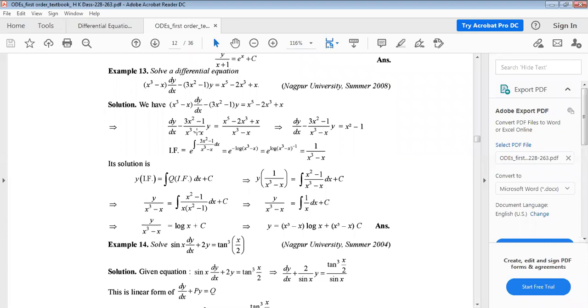So dy/dx can be written as this, just cutting on both sides. This is the factorization method, and here common x square minus a, then x square minus x square minus, this will be cancelled from both sides, from numerator and denominator we get this. This is the standard form.